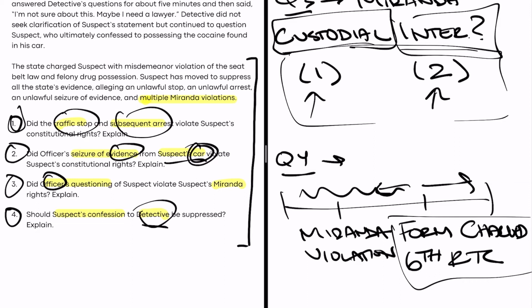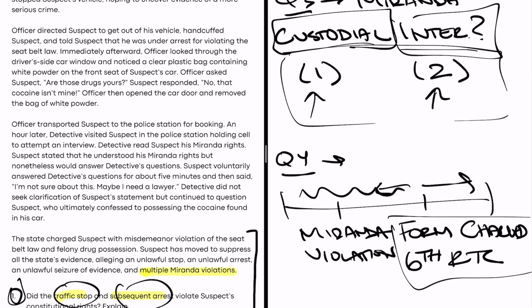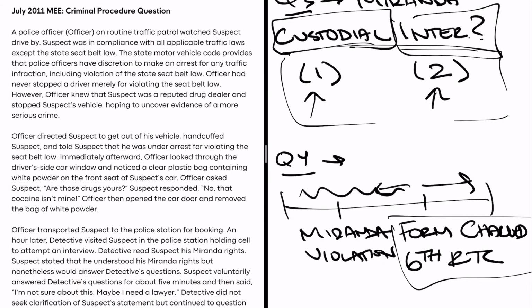We don't know based on question number 4, should suspect's confession to detective be suppressed? There's just a ton of scenarios where we could have the confession being suppressed. Even evidence issues could be brought in outside of traditional criminal procedure analyses. So we'll just read the fact pattern and break this down point by point as we go through it. So we can just go ahead and start with paragraph number 1.